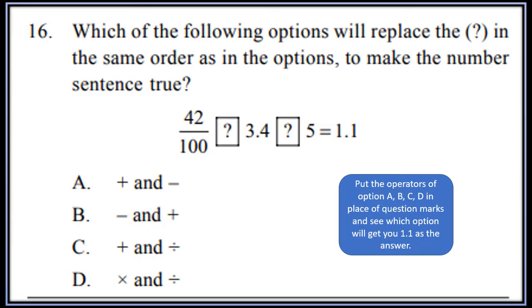Let's start the video with question 16. Which of the following options will replace the question mark in the same order as in the options to make the number sentence true? Now see the given equations. Now you have to solve the equation and you have to choose from A, B, C, D which operators will come in place of the question mark. You can check out the answer at the end of the video.